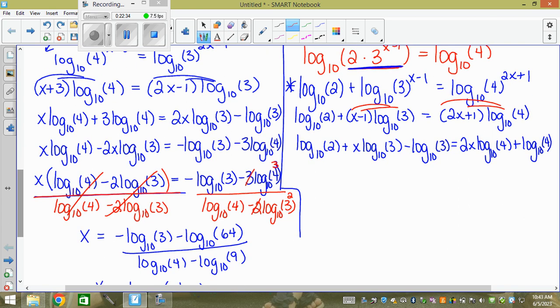So I have 2 logs on this side and 1 on that side, so I'm going to subtract this one. Because anything without an x goes to one side. Everything with an x goes to the other.